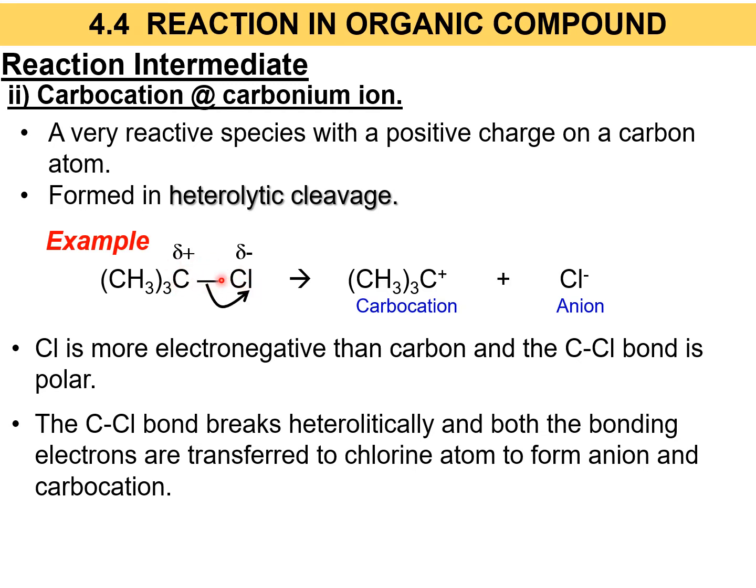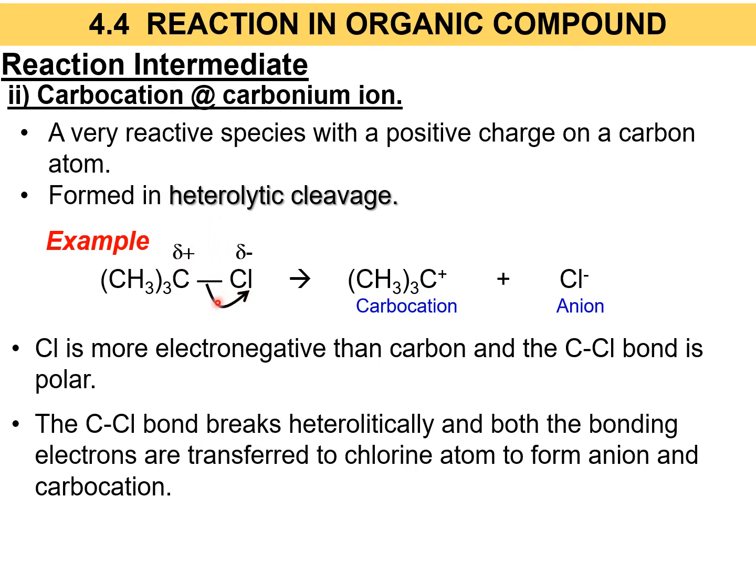Macam mana you tahu polar bond? Because carbon Cl atom ni dia punya electronegativity dia different. Okay, Cl is a more electronegative atom compared to carbon atom. So bila you nak buat heterolytic cleavage, it must be between two different electronegative atoms. Okay, and satu tu mestilah more electronegative atom compared to the other one.